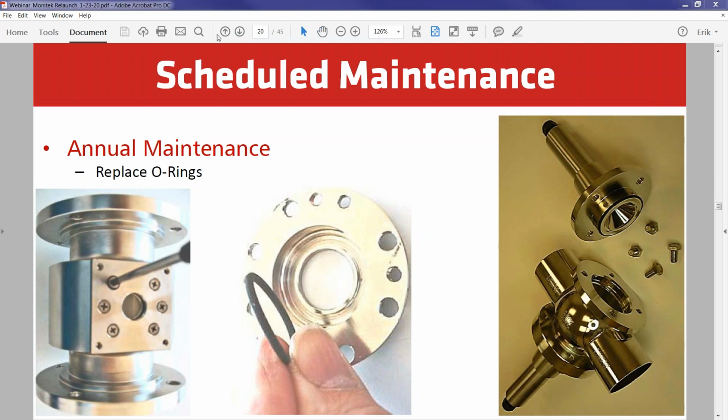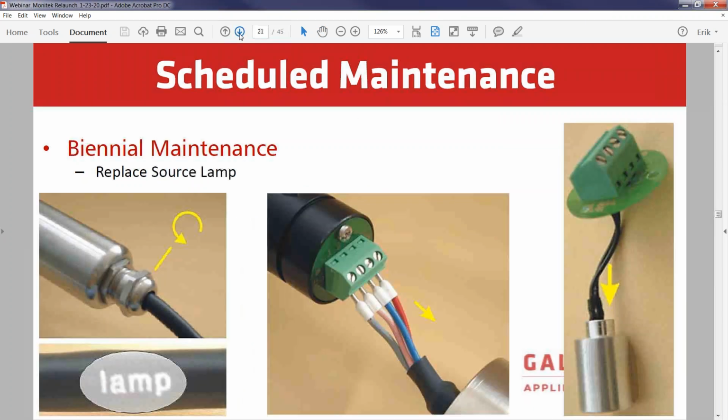So we say yearly on the O-rings, especially if they're Viton. Kalrez can go a lot longer. Windows and lamp replacement will also. Windows are actually lifetime because they're sapphire, but window seals yearly if they're Viton or EPDM.